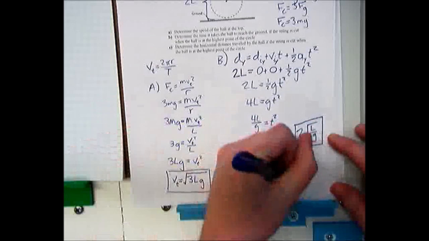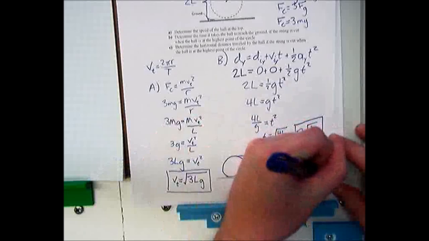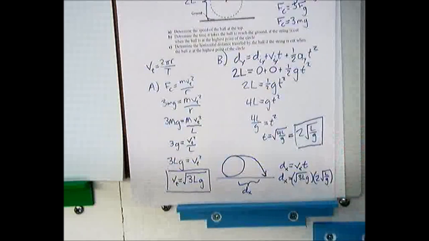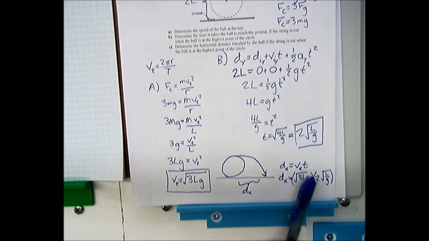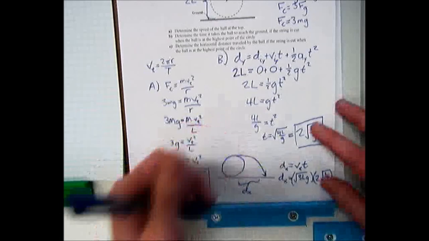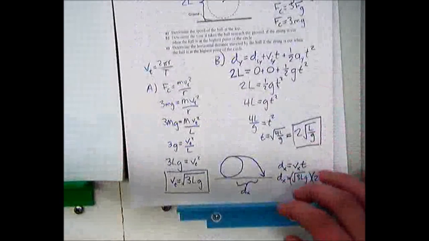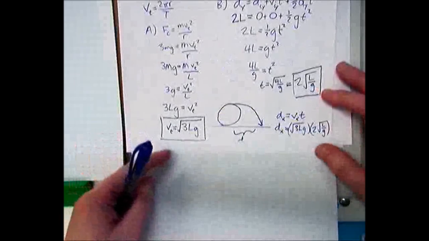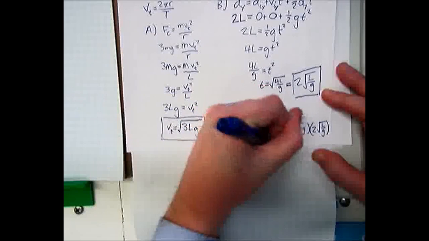So this is root 3Lg times 2 root L over g. Kind of running out of room there. But these are multiplied, and you are allowed to multiply what's inside the radical. So 3Lg will be multiplied by L over g. Let's do this. I'm probably running out of room here. There. Seamless transition.